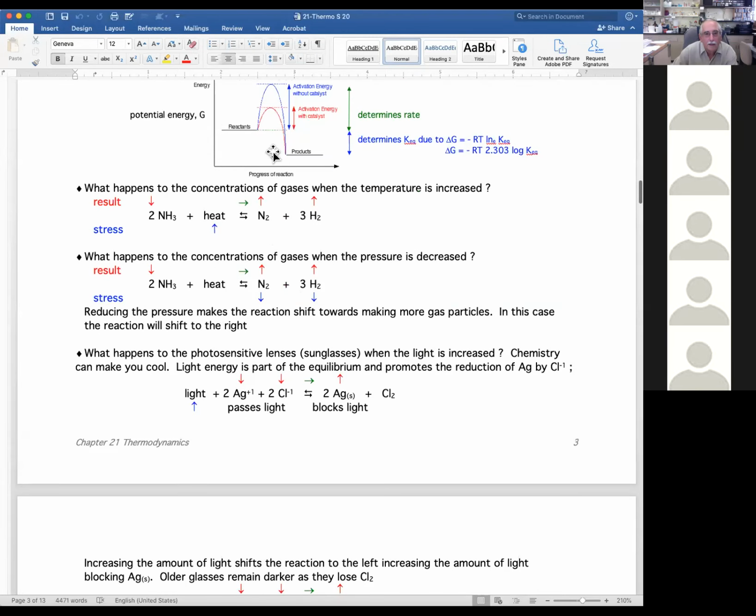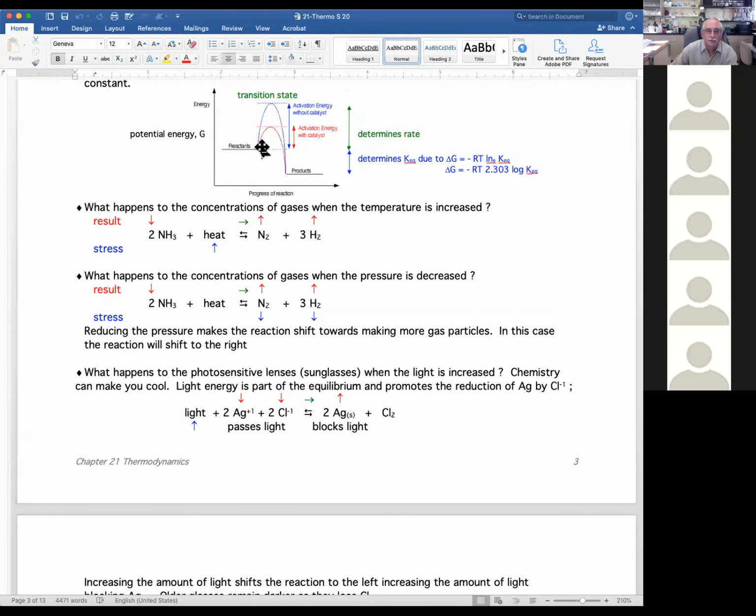So if you add a catalyst or whatever, it doesn't matter. The energy of the reactants is still the same. The energy of the products is still the same. So the difference between here is what determines the equilibrium constant. So here's 2 ways to look at that. Delta G, or the change in free energy right here, is equal to this manipulation of mathematical representation of the equilibrium constant.